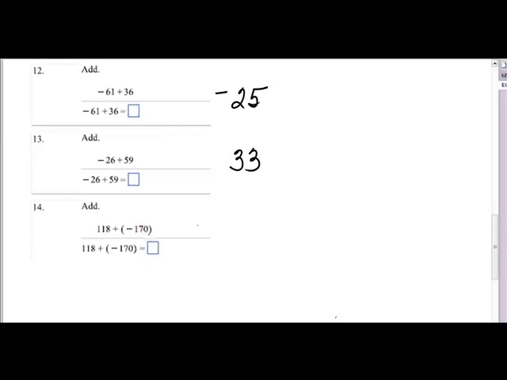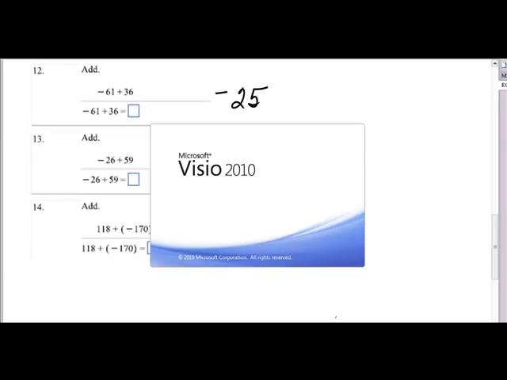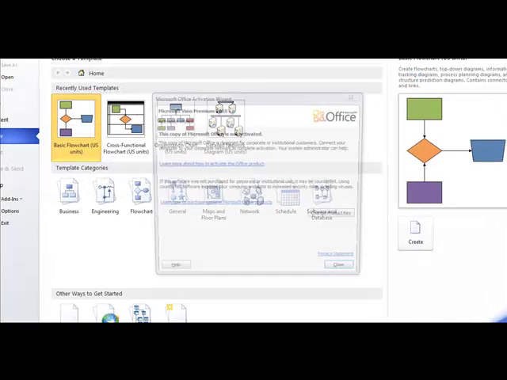Okay, one positive and one negative, different directions. So to do it, you would take the bigger number, at least the bigger absolute value number, 170. You would subtract 118. You'll get 52. Now, what sign does it get? It gets the sign of the number that had the larger absolute value. I like to call it the dominant number. So it's -52.